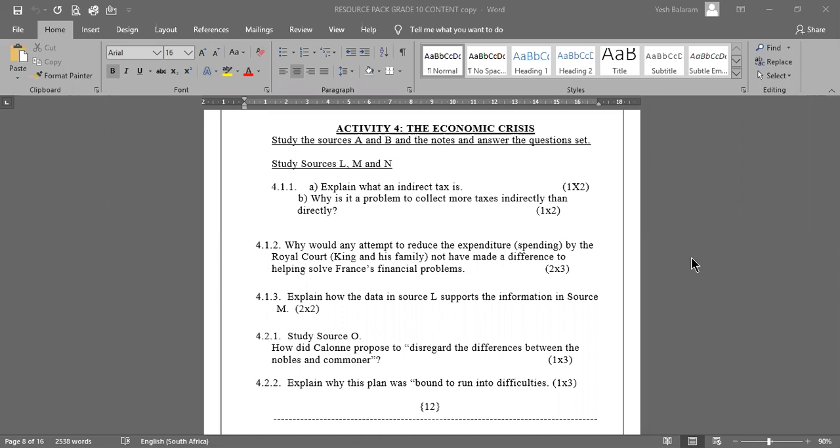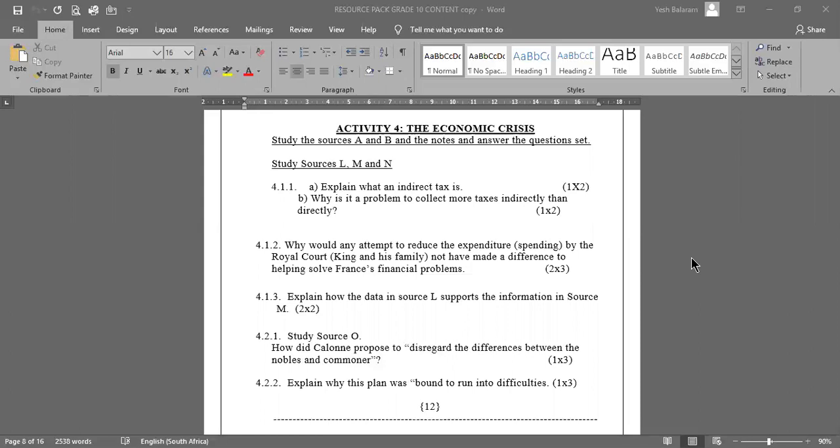Firstly, understand what the question is asking you by looking at the instruction. If it says study sources L, M, and N, it means refer to all the sources. Also, if it says explain, that means tell me more. Look at the mark scheme. The first question as an example, 1 times 2 means 1 answer for 2 marks.